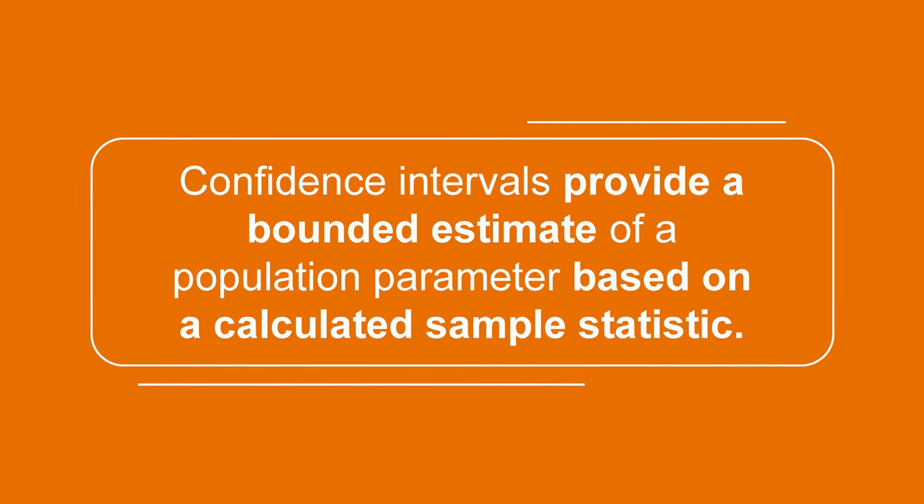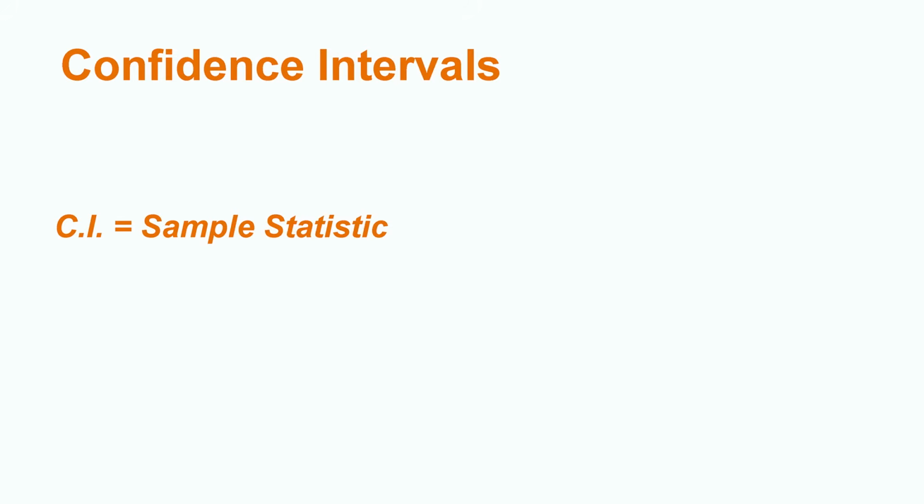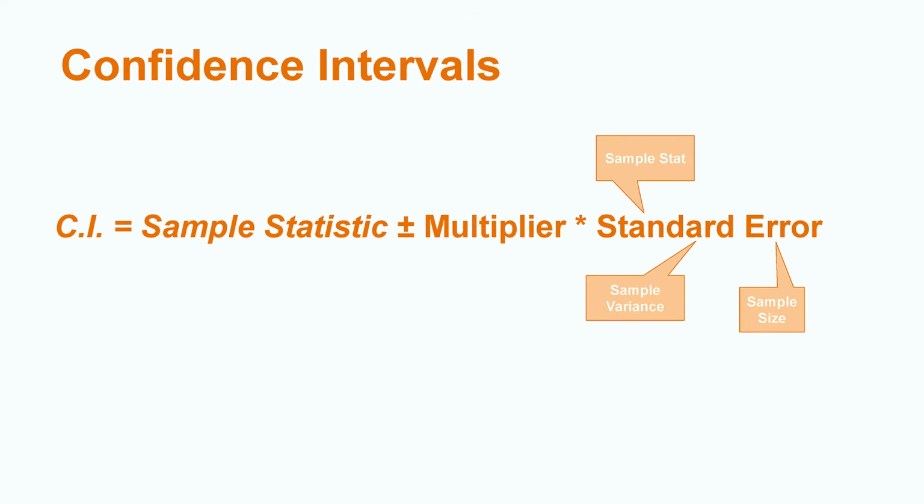The purpose of a confidence interval is to provide a bounded estimate of a population parameter based on a calculated sample statistic. With this in mind, let's recall the general structure of a confidence interval. Confidence intervals all begin with a sample statistic at their center. From there, we add and subtract a factor consisting of two components: a multiplier, which is dependent on the desired confidence level and the underlying distribution of the sample, and a standard error. The standard error is a function of the sample statistic, some metric of the sample variance, which we'll discuss for each statistic, and the sample size.